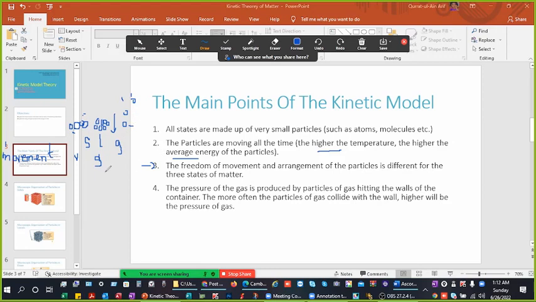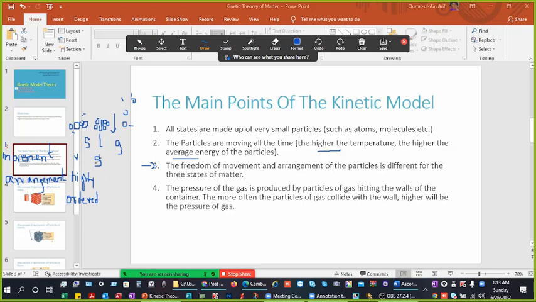When we talk about the arrangement of the particles in the three states of matter, we come to know that in case of solids, the arrangement is highly ordered because the particles are closely packed with negligible spaces between them. They have negligible spaces and strong intermolecular forces.